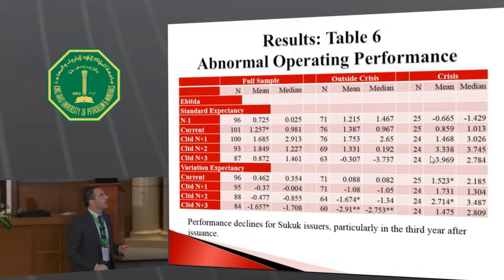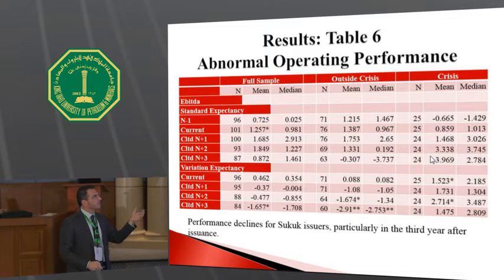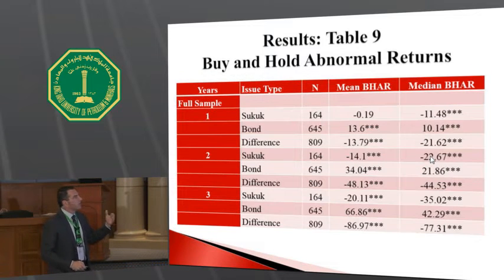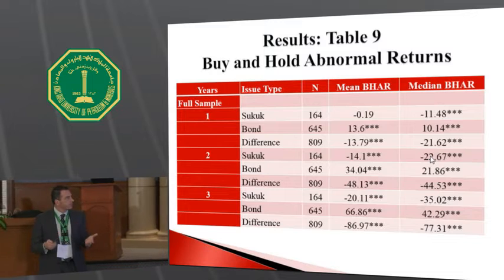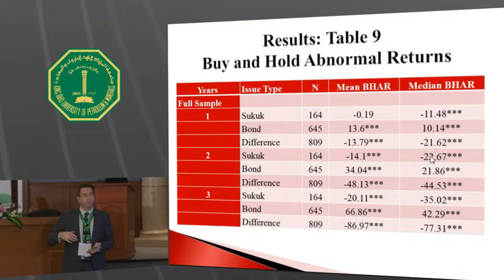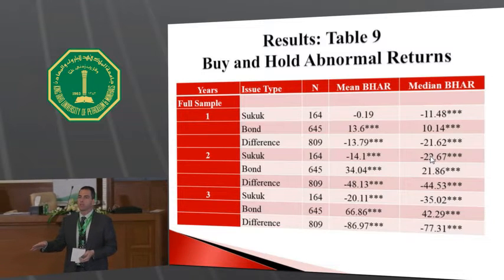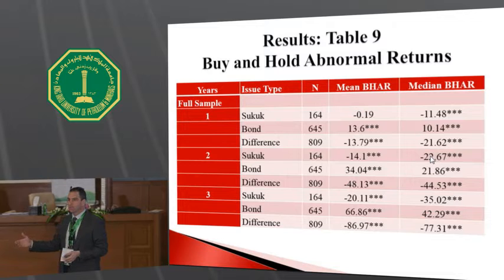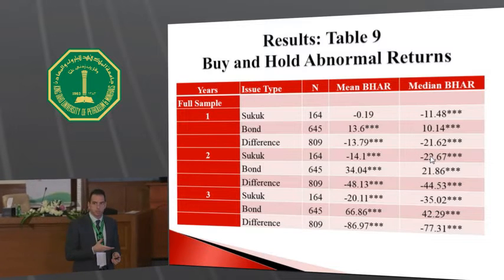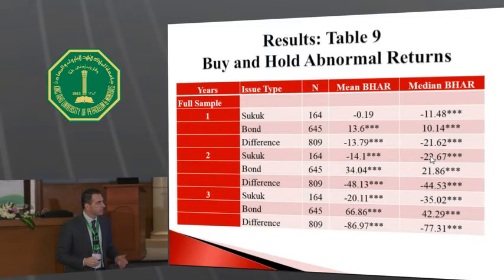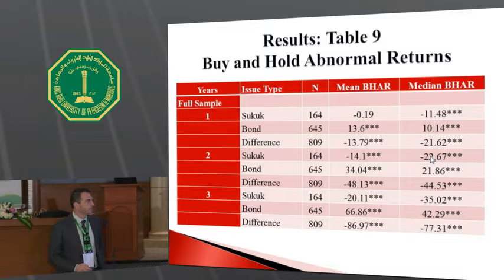Okay? And then finally, what they look at is the buy and hold returns, and what they find is that if firms issue sukuks, then after 3 years, there's been a significant decline in the performance of the firms that issue sukuks relative to having held the Malaysian index, whereas bond issuers perform positively, and that difference, again, is statistically significant.